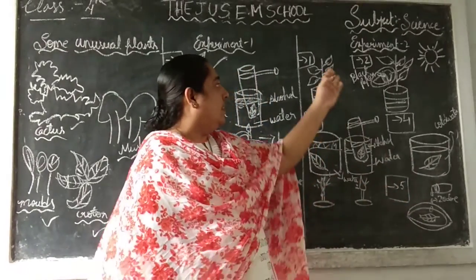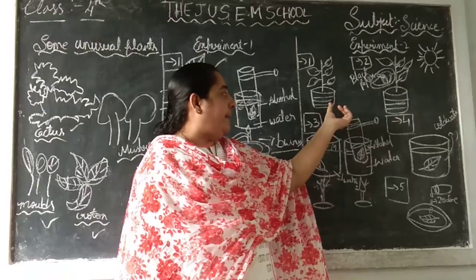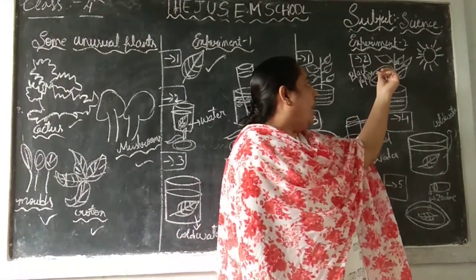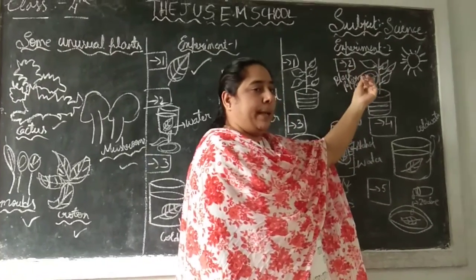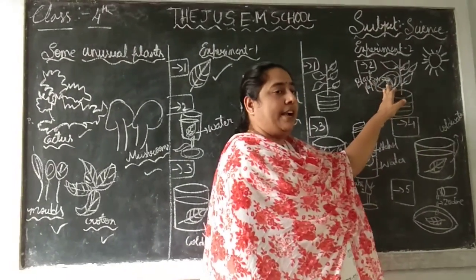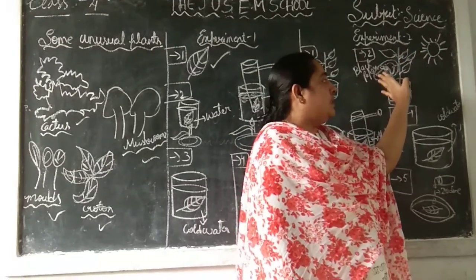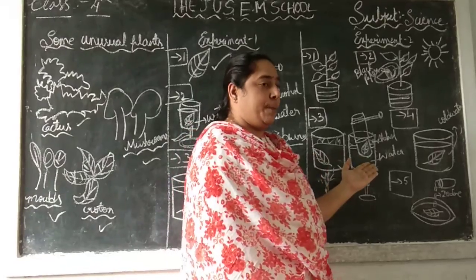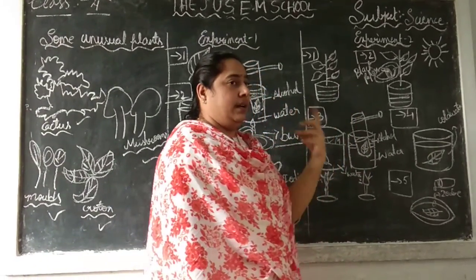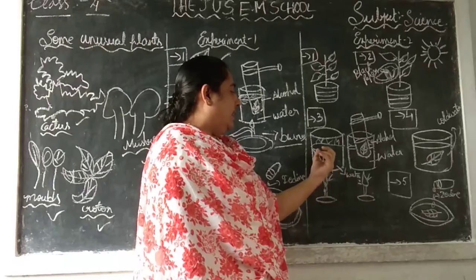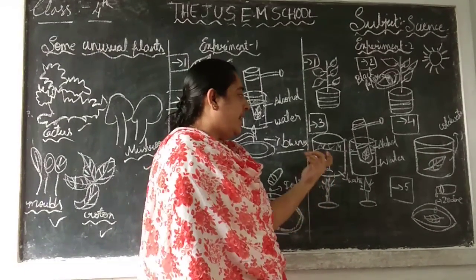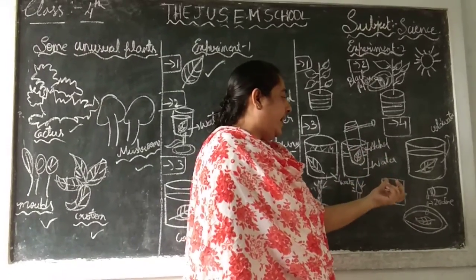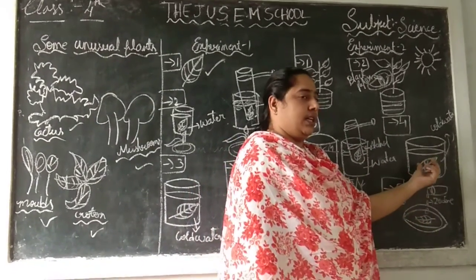Once again, see children: take a potted plant and keep it in the dark for 24 hours. After that, take one leaf and cover it with black paper, and expose the potted plant to the sunlight for 4 to 5 hours. Next, take 2 test tubes and dip the leaf in water, then in alcohol and water. After that, take out the leaf and wash it in cold water.